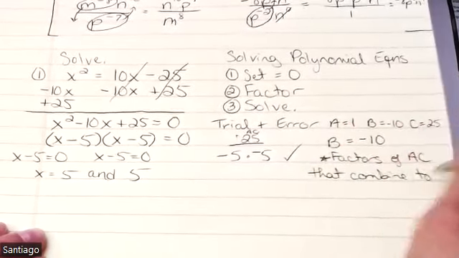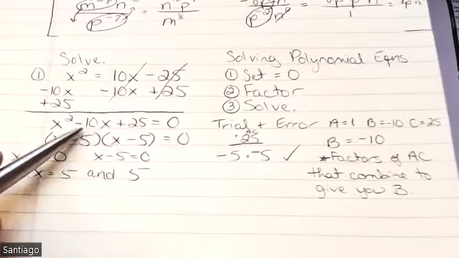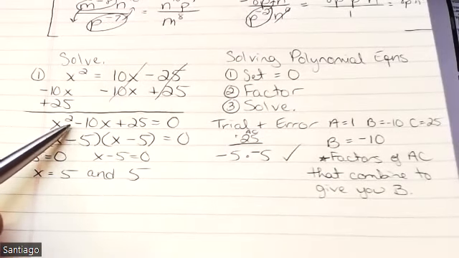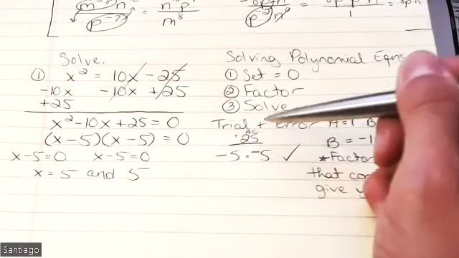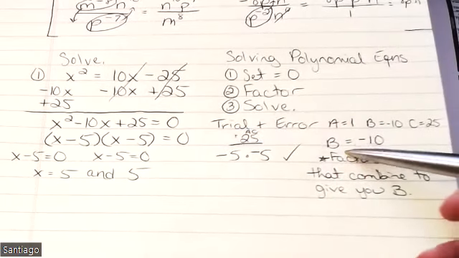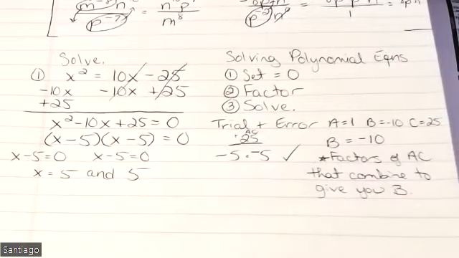What happens if the 25 was a negative? If the 25 were a negative, then this also cannot be a negative 10x. There would have been something else going on there. But you still have to be able to find factors of AC that combine to give you that B. So they have to satisfy both conditions in order to be the correct factors.